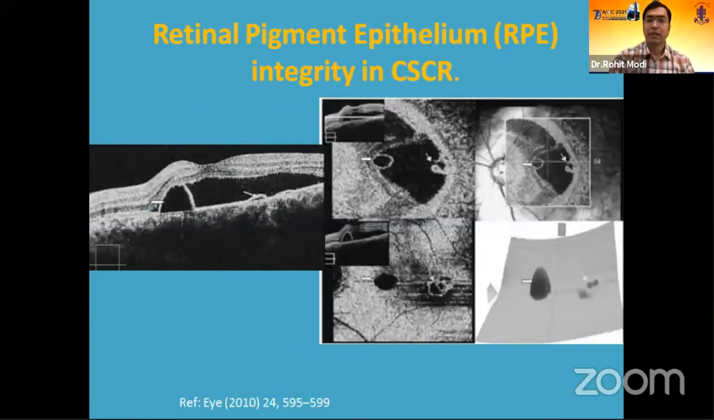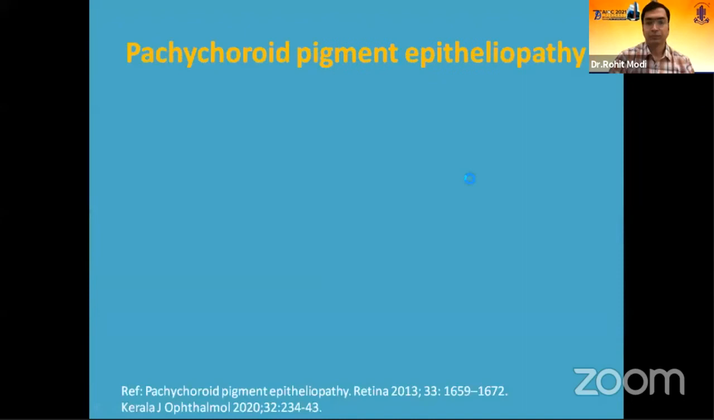Now, retinal pigment epithelium integrity was assessed by Gupta et al. And here we can see a PED and a flat irregular PED over here. On a transverse C scan, we can see a PED which is noted over here with the micro rip noted, which gets resolved following treatment.